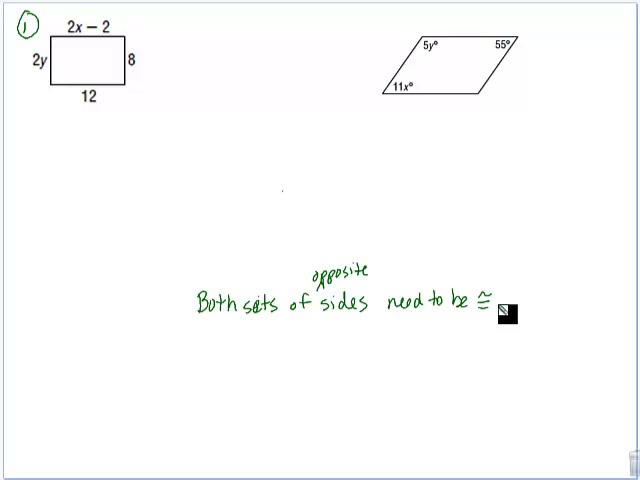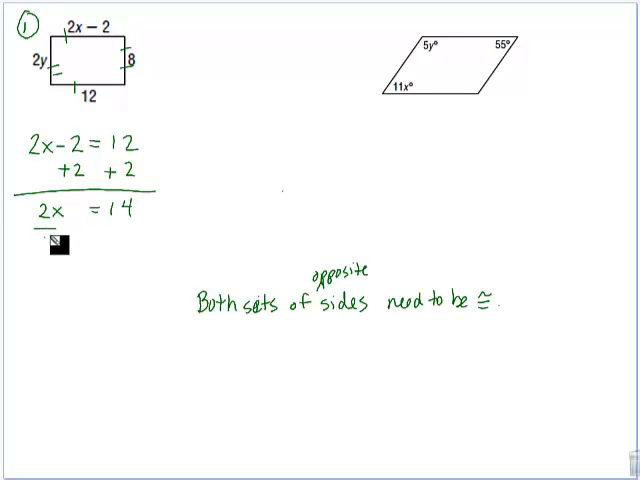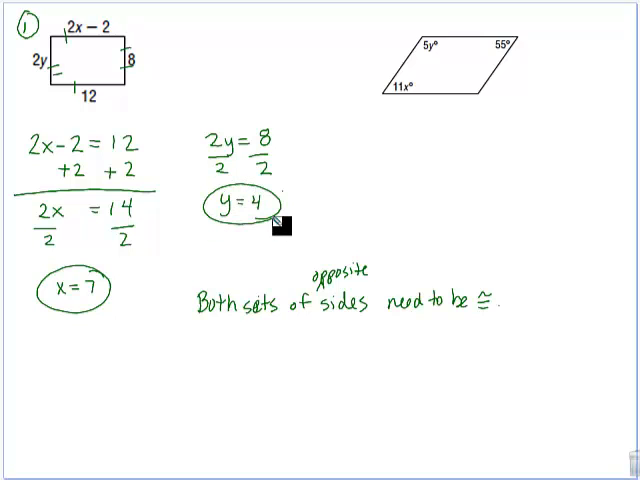To show that both sets of our opposite sides are congruent, we could put our congruent marks on our opposite sides and then create our equation. So we see that 2x minus 2 should equal 12. Solve this. We would add 2 to both sides. 2x is then equal to 14. To solve for x, we would divide by 2. So x would have to be 7. For our other equation, we see that 2y should equal 8. Solve it. We just have to divide by 2. So y is equal to 4.